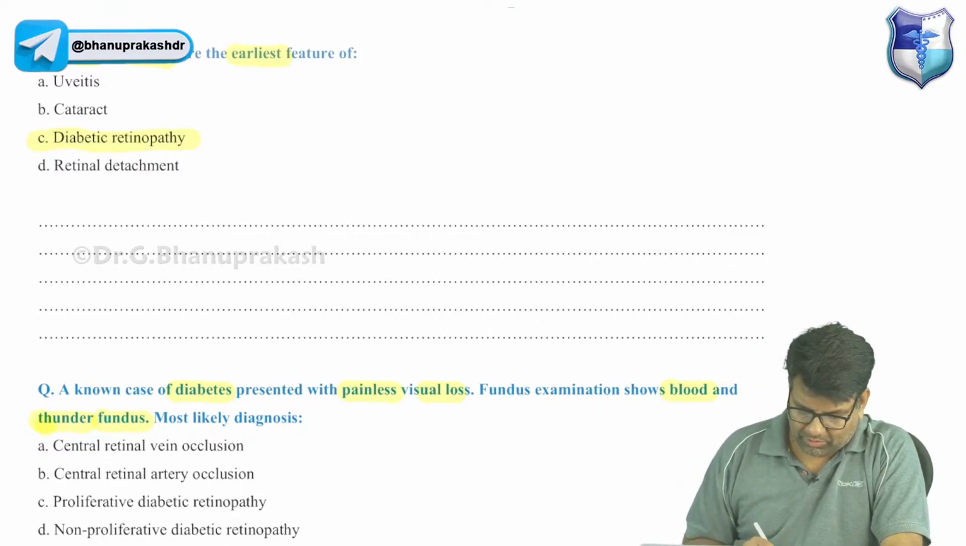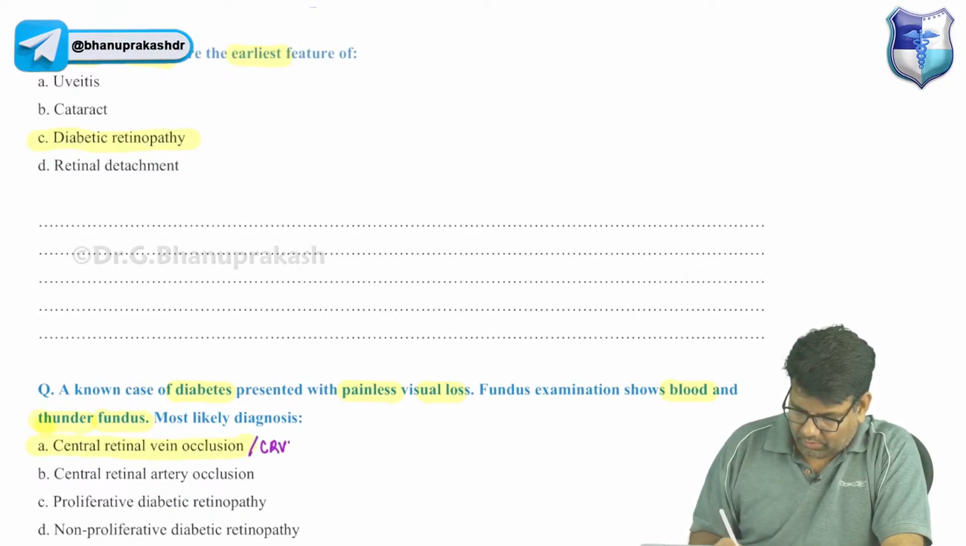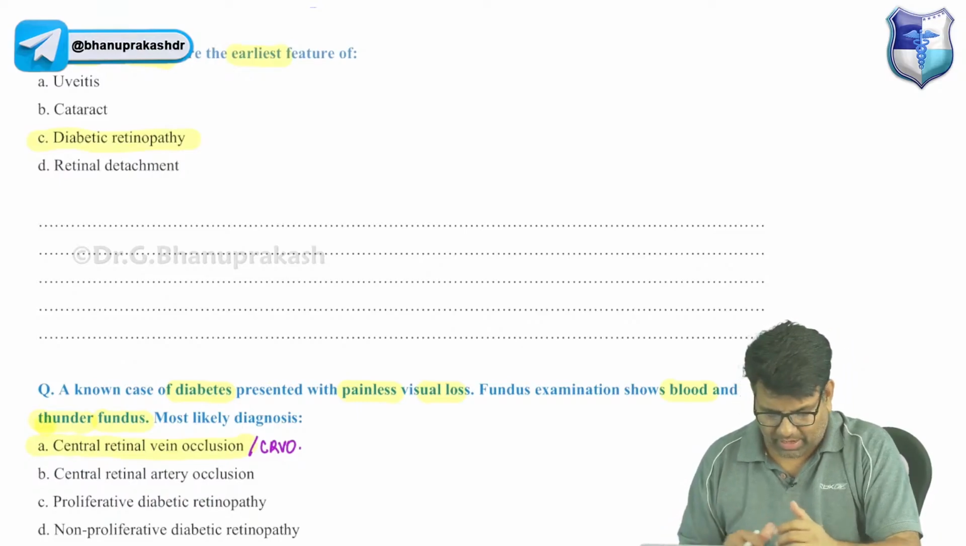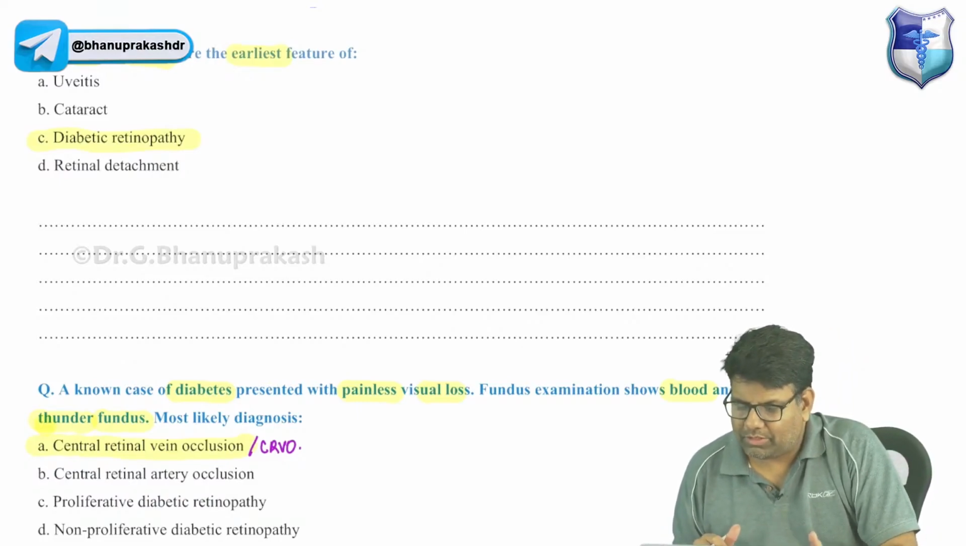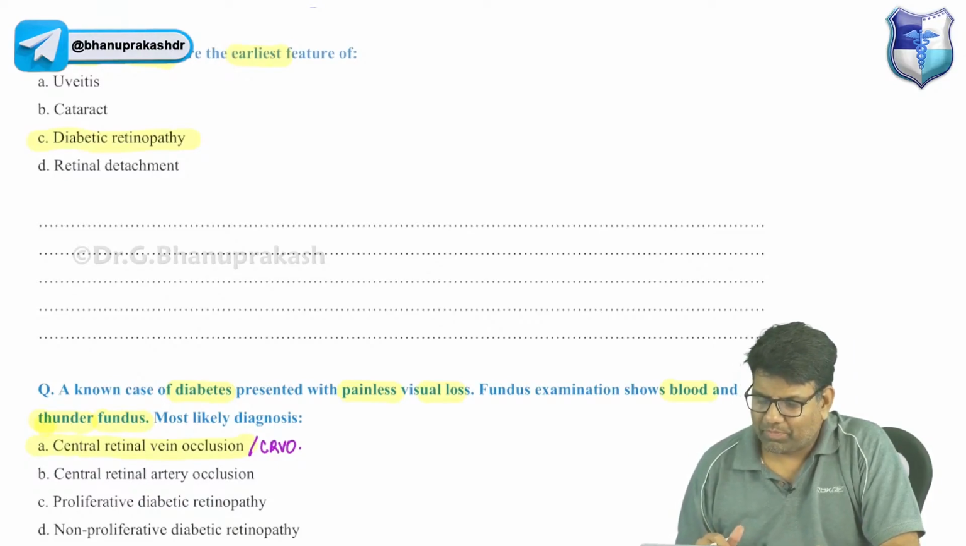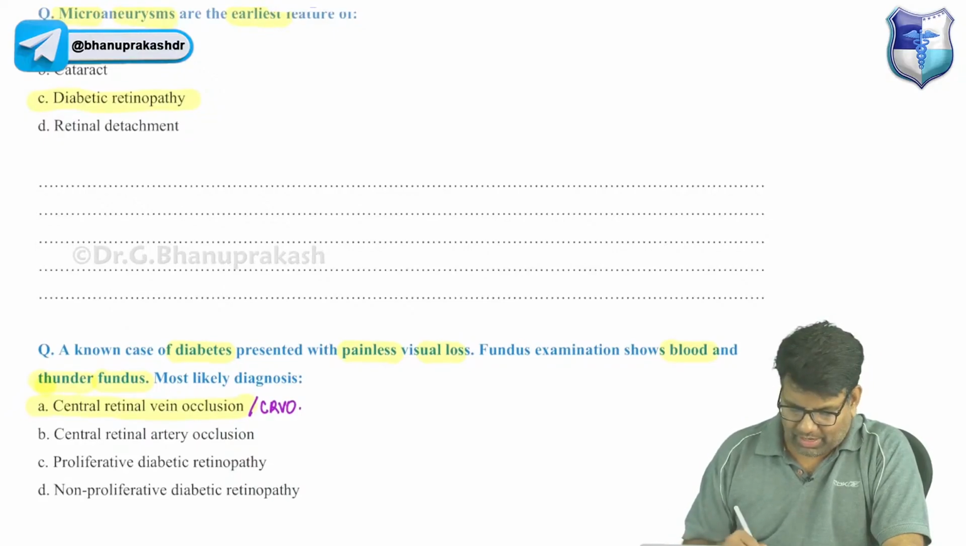Very good, very good. So this is CRVO. We will see all red and yellow. That is blood and thunder fundus, very suggestive of CRVO. Yes, tomato splash is also okay. Yes, everyone is right. CRVO. Please remember blood and thunder flash.